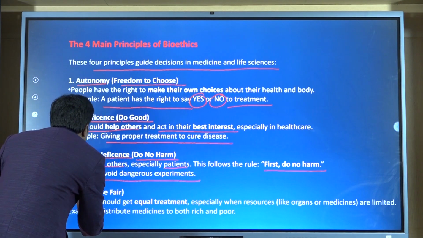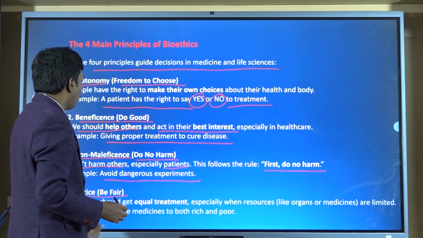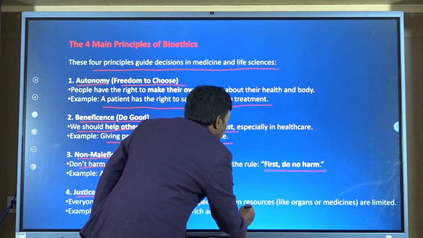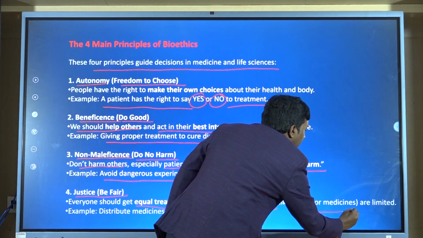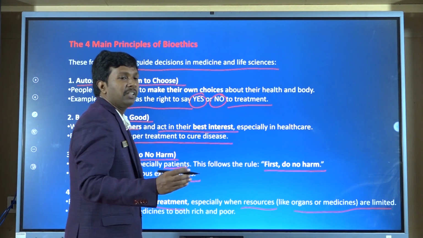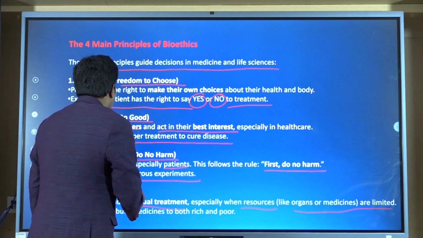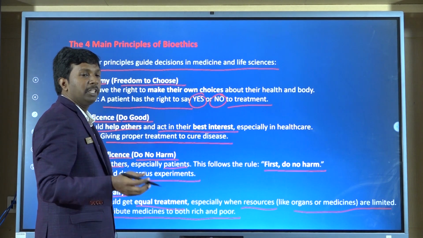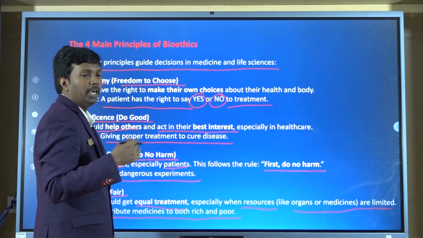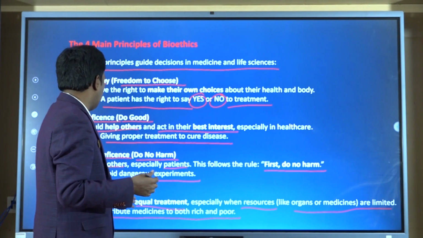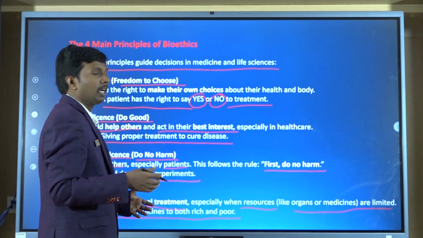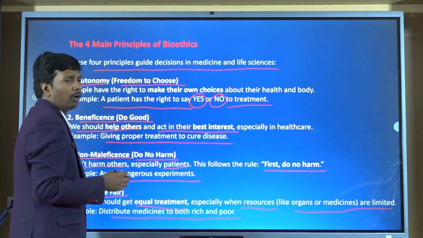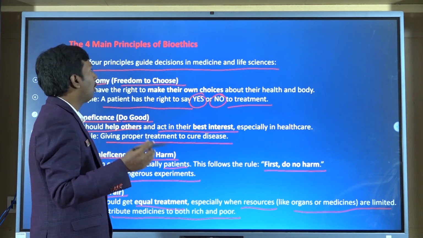So last one is justice, be fair. Everyone should get equal treatment, especially when resources like organs and medicines are limited. For example, distribute medicine to both rich and poor, so there is no inequality. We have to treat all people equally. We have to distribute the medicine to both rich people and poor people if some resources are limited. So these are all the 4 main principles we have to follow in bioethics.